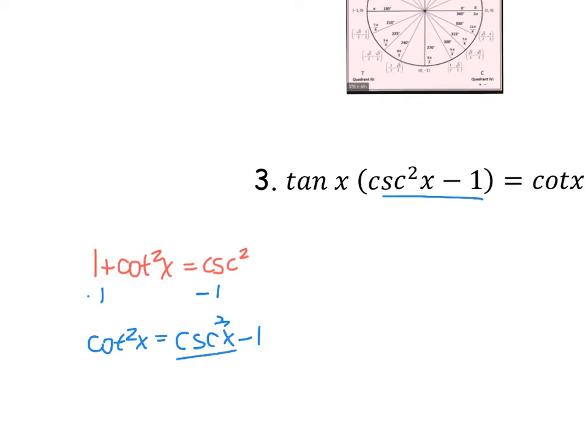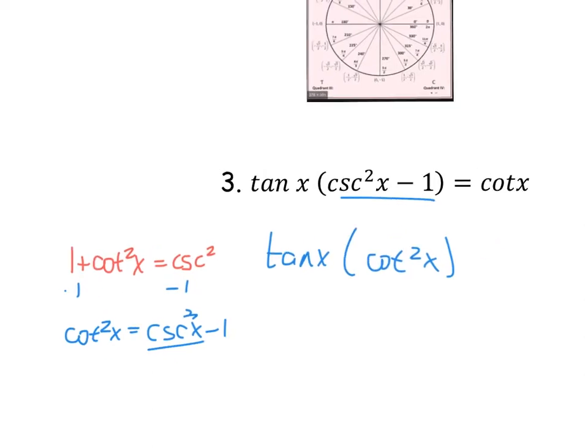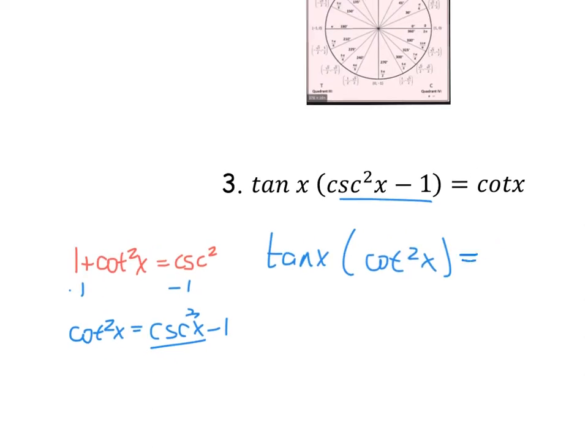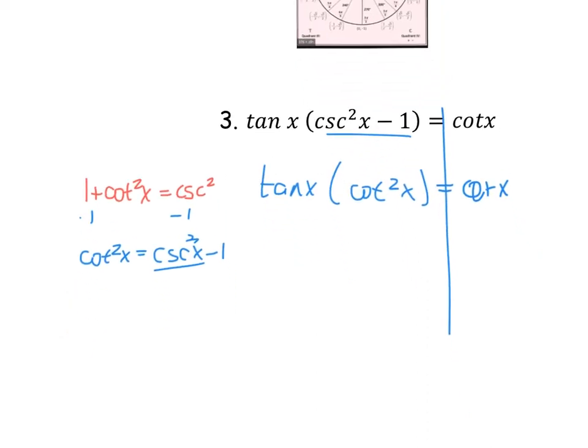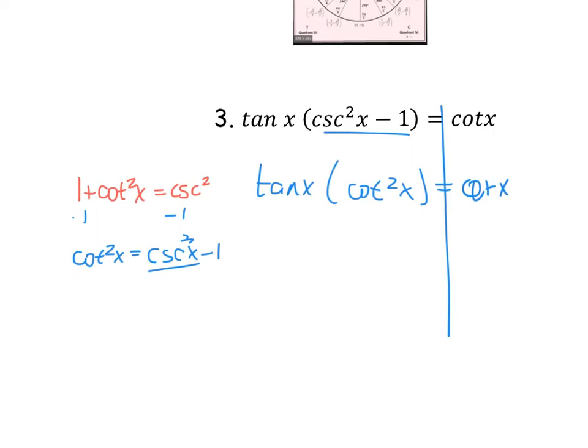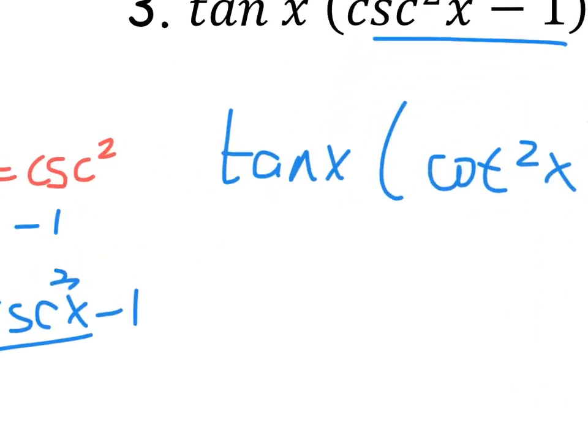Are these two things the same now? Yeah. So I have tangent of x times what? Cotangent squared x, yes, equals our cotangent x. Everybody with me? Okay, now there's 2 ways you can go from here. I'll show both ways so you can see. I tell you all the time to break down into sine and cosine if you can. Right? So if we did that, what is tangent?